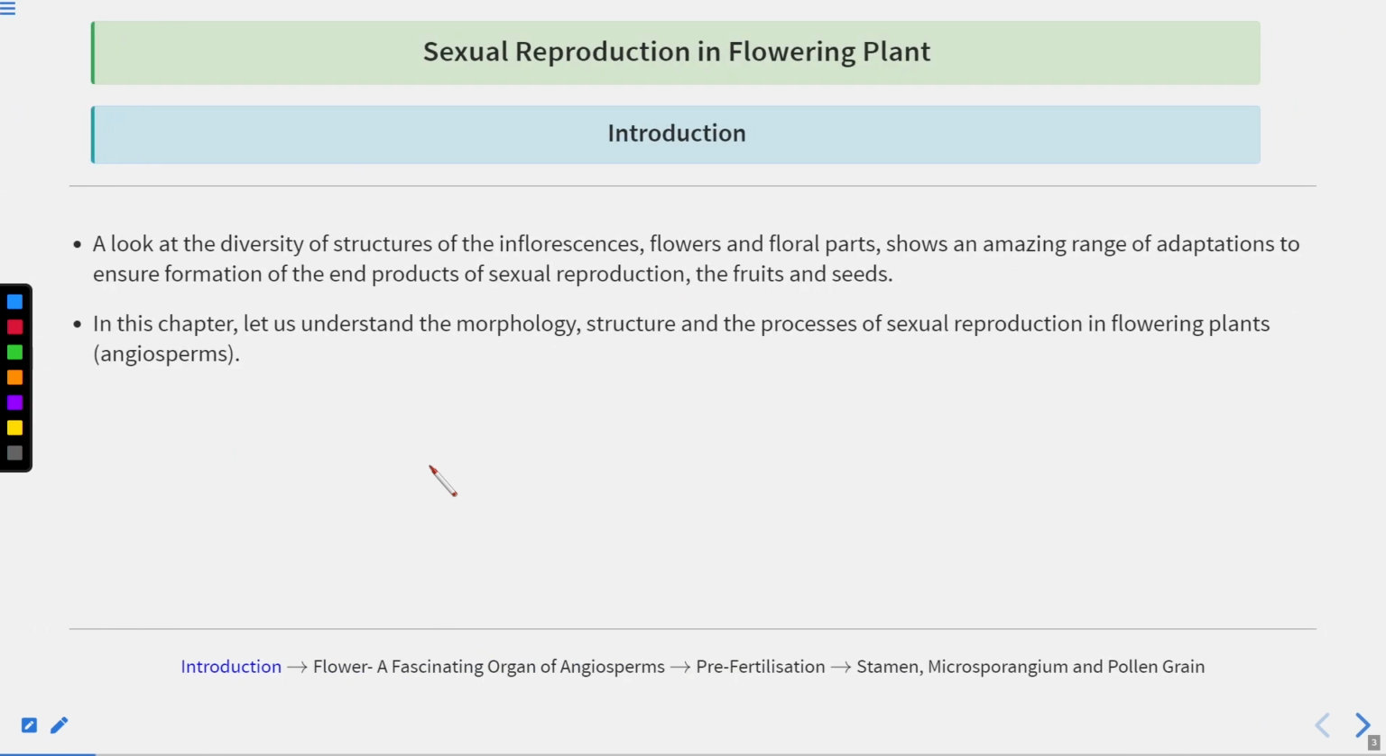Okay, next. Now a look at the diversity of structures of the inflorescence, flowers, and the floral parts shows an amazing range of adaptations to ensure formation of the end products of sexual reproduction, fruits and seeds. Whenever you look at the flowers, you can see there are a lot of variations. There is a lot of variation in the inflorescence. You must have studied there are different types of inflorescence, racemose inflorescence and cymose inflorescence. There is also diversity in the structure of the floral parts. What are floral parts? Floral parts are the petals, sepals, androecium and the gynoecium. We can write here what the floral parts are.